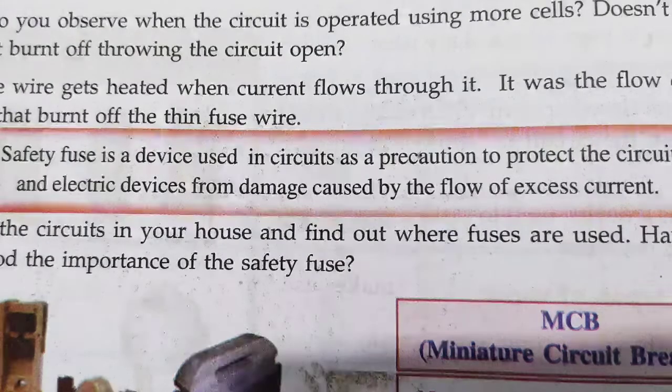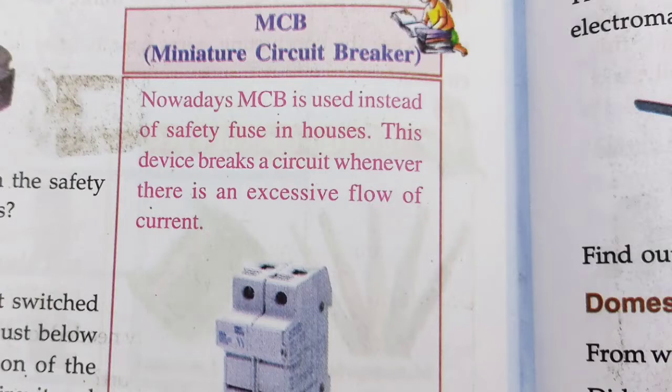It was the flow of excess current that burned off the thin fuse wire. So, it protects the circuit and electric devices from damages caused by the flow of excess current. Nowadays, MCB, which means miniature circuit breaker, is used instead of safety fuse in houses. This device breaks a circuit whenever there is an excessive flow of current.